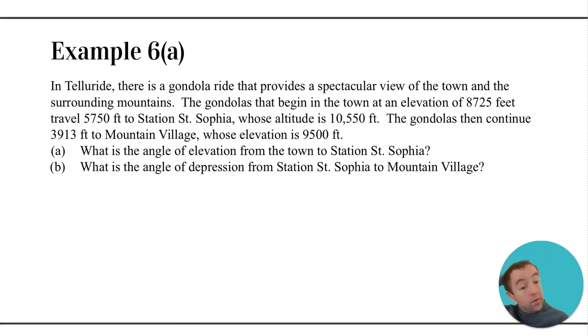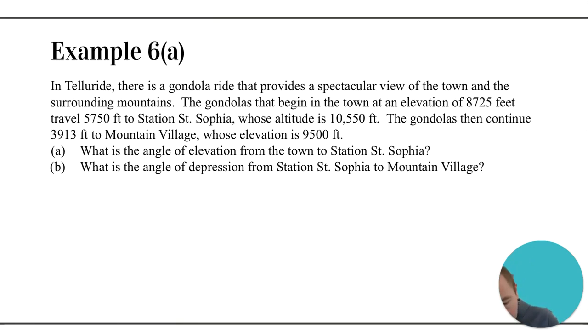So we do have two different questions that we are asked to find here. We're asked to find number one, what's the angle of elevation from the town to SSS, and then also what's the angle of depression on the gondola ride down from SSS down to Mountain Village, right?